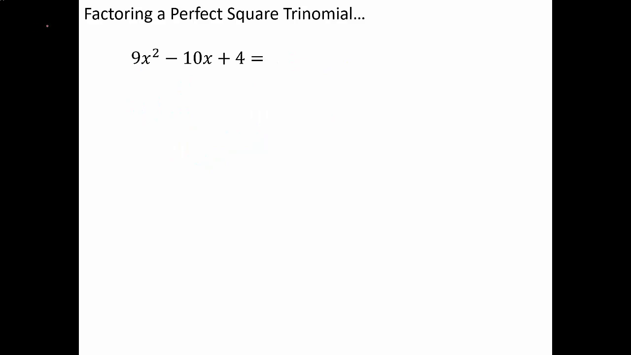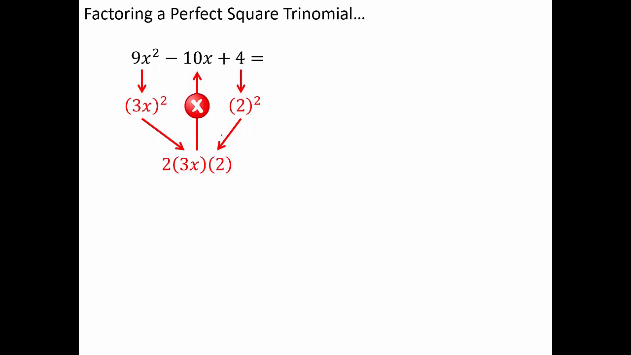So once again, I noticed that the first and last terms are perfect squares. That would be 3x quantity squared. That would be 2 quantity squared. If I multiply them together and double it, do I get the middle term? Well, actually this time, no, I don't get the middle term, because 2 times 3 times 2 would give you 12, not 10, which means this is not a perfect square trinomial, which means we can't factor it as a perfect square trinomial. That doesn't mean give up, that means try something else.